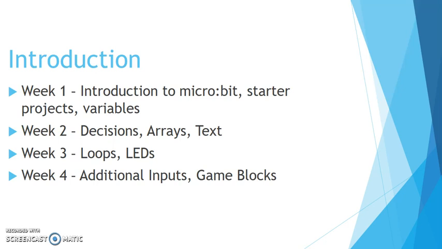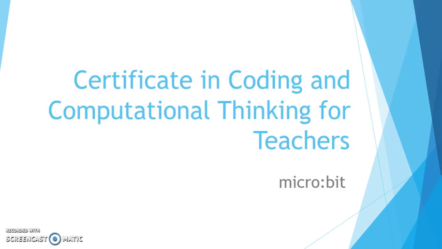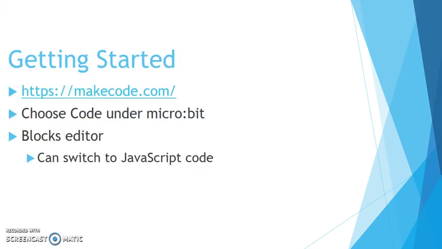In week 3, we'll look at the various different loop types that there are within microbits and some of the LED blocks. And then finally, in week 4, we'll be looking at some additional inputs, such as the accelerometer, the light sensor, and various different things like that. And then we'll be looking at games blocks. So let's get started with the microbit.